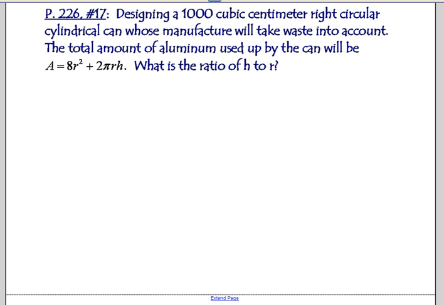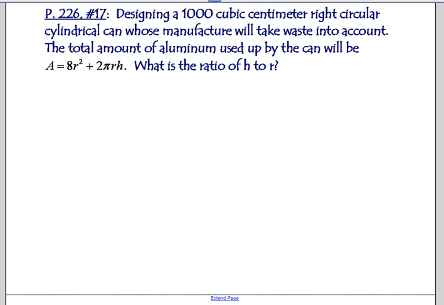Okay, we're doing problem number 17. And in 17, we are designing this 1,000 cubic centimeter right cylindrical can. So think of that as like a soda can, just a right cylindrical can. And the book talks about the manufacture of this can taking waste into account, meaning for the top and the bottom, they're actually pressing those out of squares to get the circle, and then the other part of that they're just kind of throwing away.